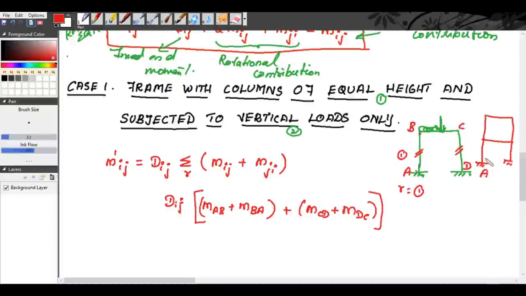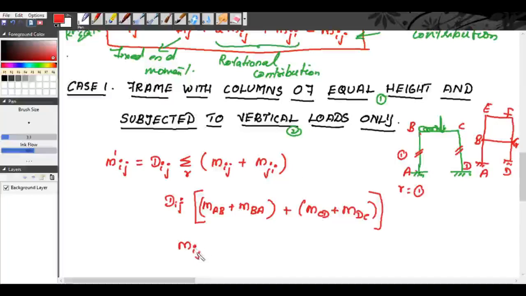So A, B, C, D, E, F. If R is for the second story, then it will be MBE plus MEB plus MFG plus MGF. That is the meaning of that. I hope you understood this. So the formula is M dash of ij is equal to Dij, the distribution factor, into summation of Mij plus Mji.